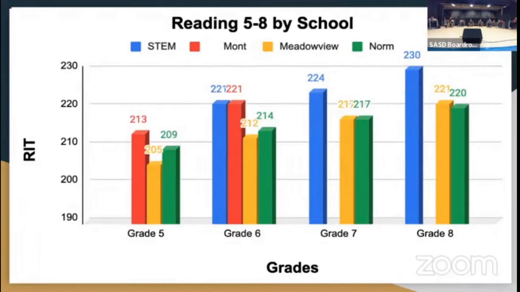5 through 8, again, this is still reading. Again, you can see Montessori has exceeded the norm for grades 5 and 6. STEM exceeded 6, 7, and 8 in all categories. And MetaView met the norm and exceeded the norm for 7th and 8th grade.